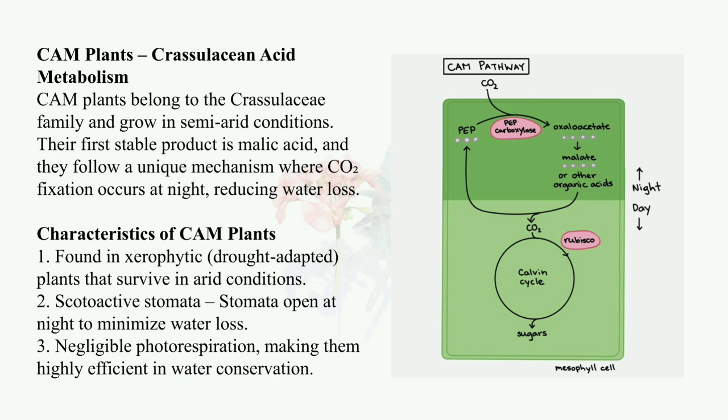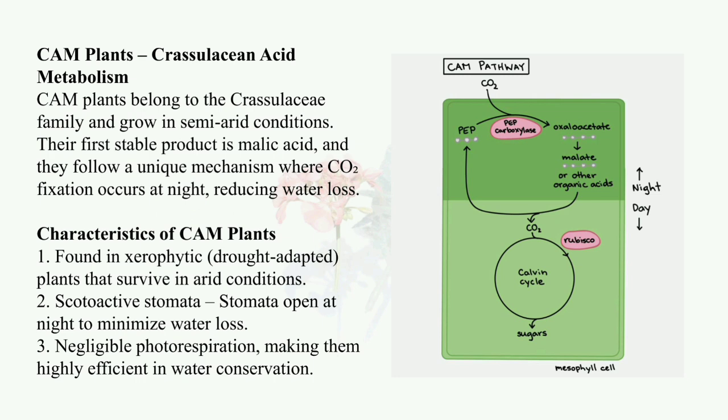CAM plants belong to the Crassulaceae family and grow in semi-arid conditions. Their first stable product is malic acid, and they follow a unique mechanism where CO2 fixation occurs at night, reducing water loss. Characteristics of CAM plants. 1. Found in xerophytic, drought-adapted plants that survive in arid conditions. 2. Scotoactive stomata. Stomata open at night to minimize water loss.